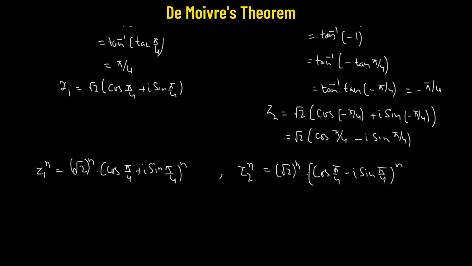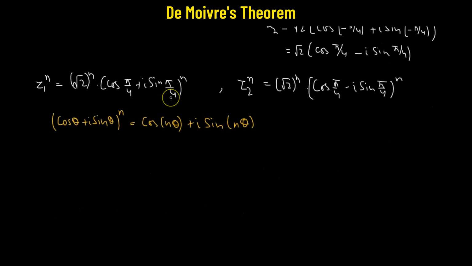We have done this so that we can easily apply de Moivre's theorem, which states that whenever we have cosine of theta plus iota times sine theta, if this is raised to the power of some number n, then we have cosine of n theta plus iota times sine n theta. So in both the two cases, our complex number z1 raised to the power of n and z2 raised to the power of n.